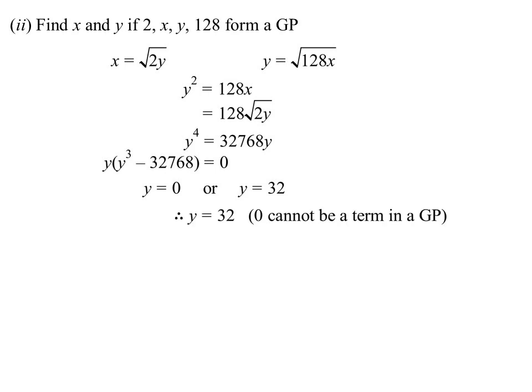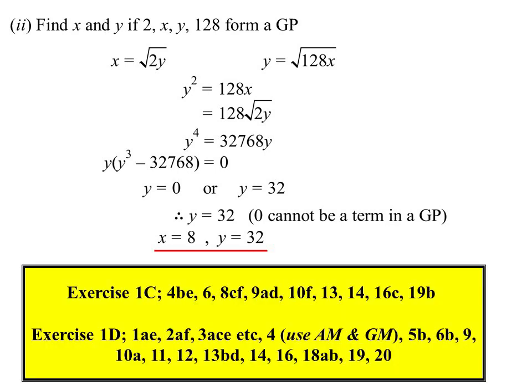Must have been 32. Subbing back in, that gives us that x is 8, and we've got our pattern. It would go 2, 8, 32, 128. That would be a geometric. There we go. So we'll add those ones in.